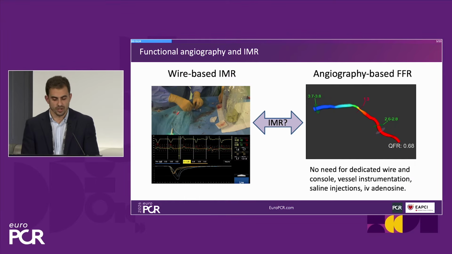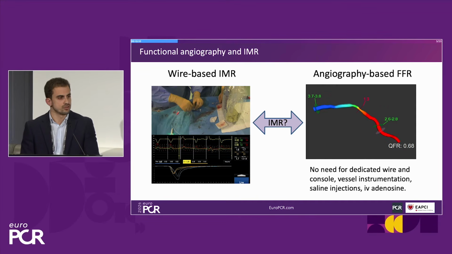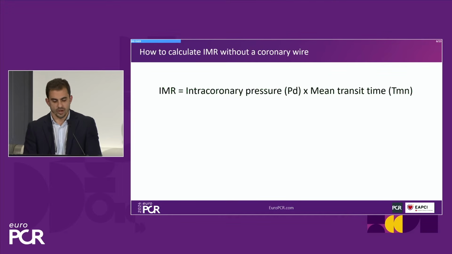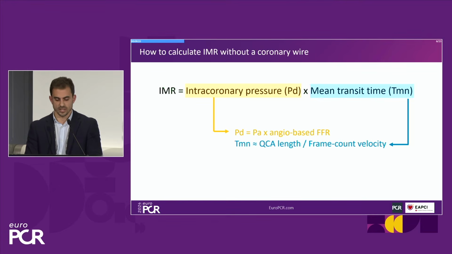Of course, we have seen that we are able to measure and to infer without a wire inside the coronary artery both pressure and flow, but I assume we agree that it's desirable to be able to measure resistances, and that's what angio-IMR comes to answer. So we know IMR basically depends on intracoronary pressure, the distal pressure that we call, and the mean transit time, which is a surrogate of flow.